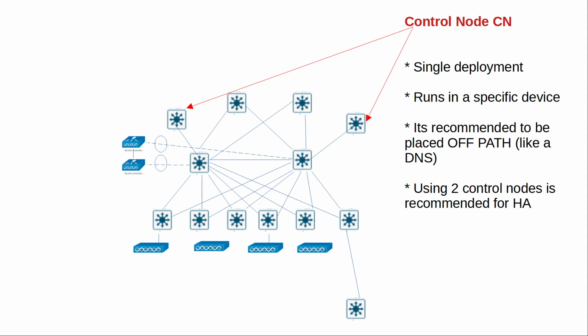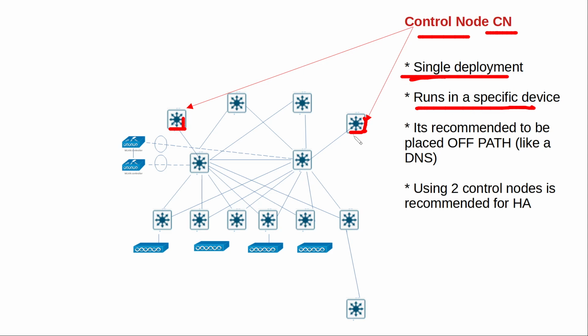Now, how do we deploy the control node? We have several options here. We can choose the single deployment, where a single device is only running or performing the activities that correspond to the control node. So I have this piece of hardware that is only destined to be a control node. It runs in a specific device when it is a single deployment.